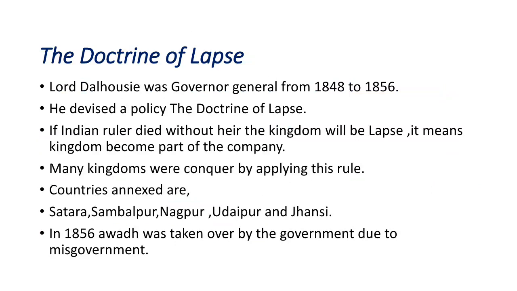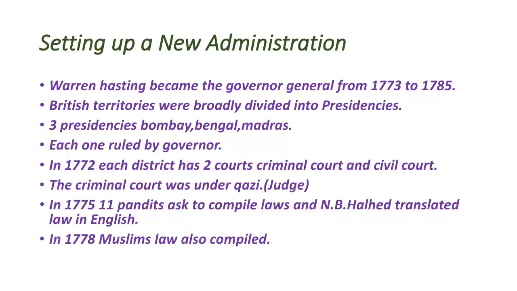How? By giving us a penalty as subsidiary alliance. Now they started to take the remaining half portion by applying the charge of misgovernment. They said that the rulers were misgoverning, that they don't know how to lead Awadh. Like that they said, and they conquered the remaining part of Awadh also. And now they had almost conquered 60% of India, and they started to set up a new administration.